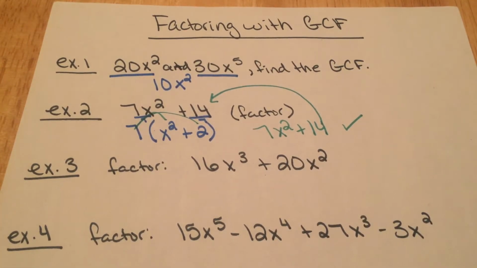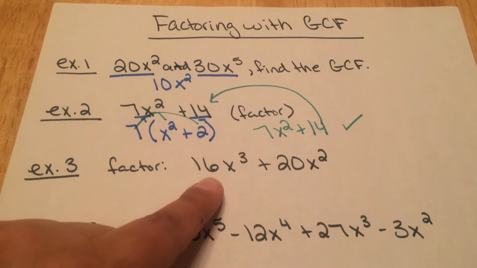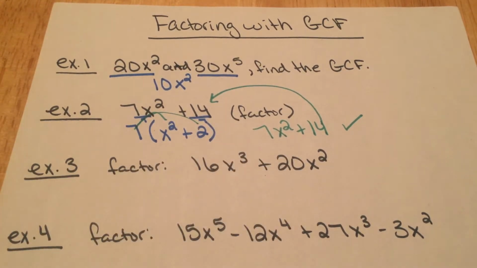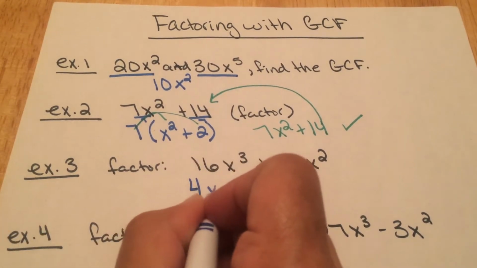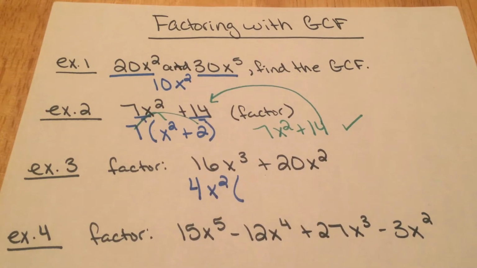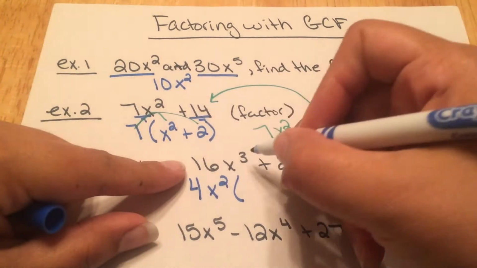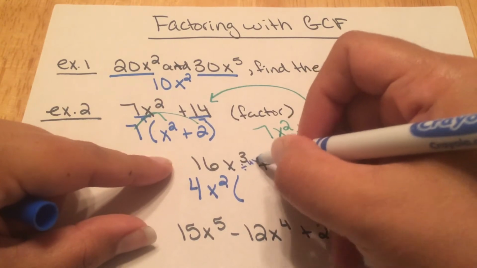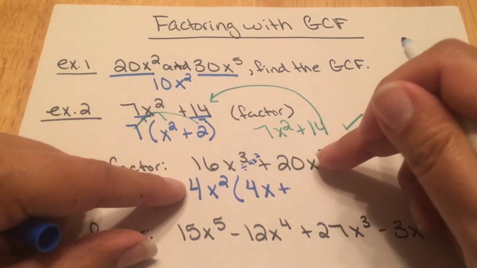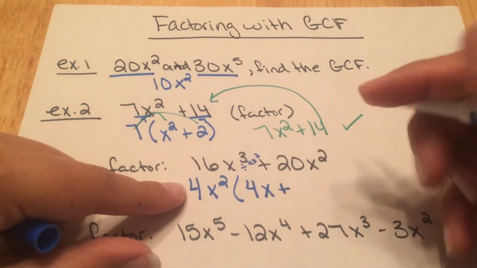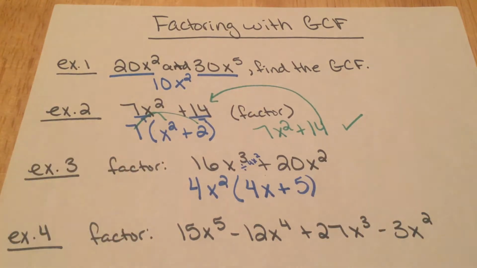Okay, so on number 3, again, we're looking for that GCF. So what do 16 and 20, what's the largest number that will go into both of those? 4. What's the largest exponent that will go into x cubed and x squared? X squared. And so again, we're ultimately dividing by 4x squared. So if I divide 16x to the 3rd divided by 4x to the 2nd, I'm left with 4x plus, and if I divide 20x squared divided by 4x to the 2nd, I'm left with 5. And again, this goes back to our laws of exponents. How do we divide these?